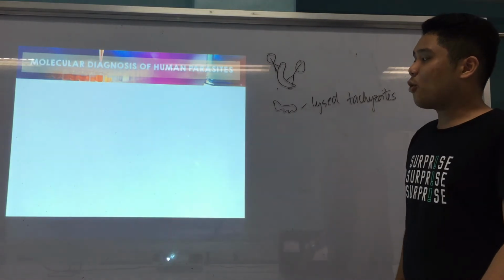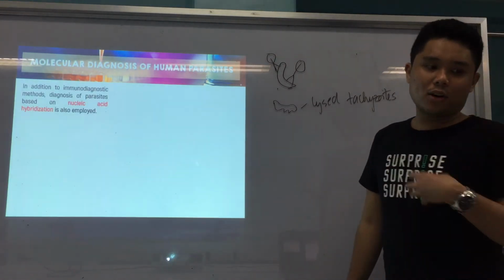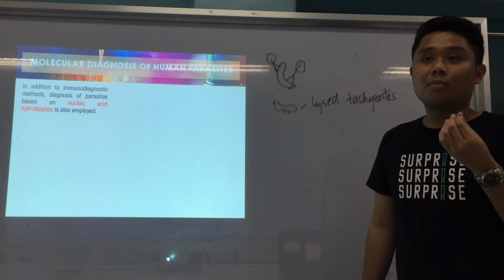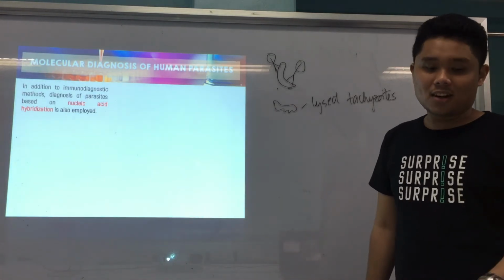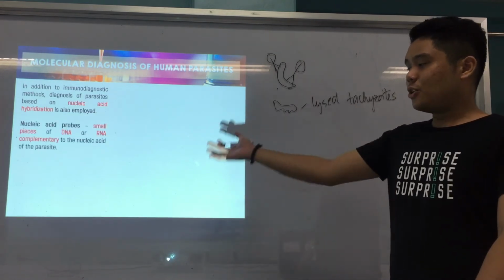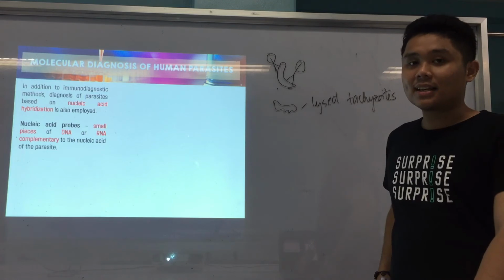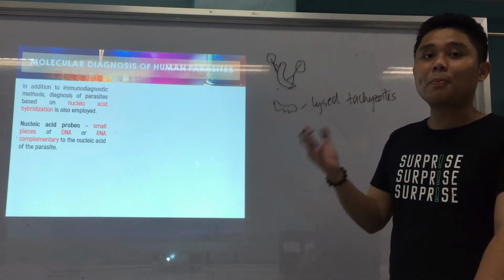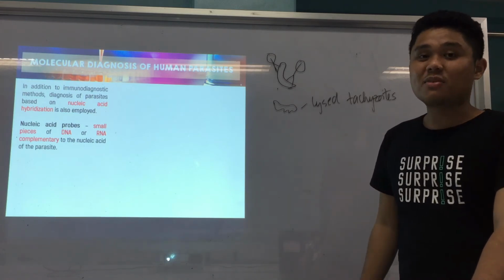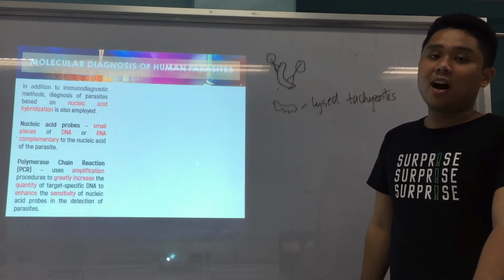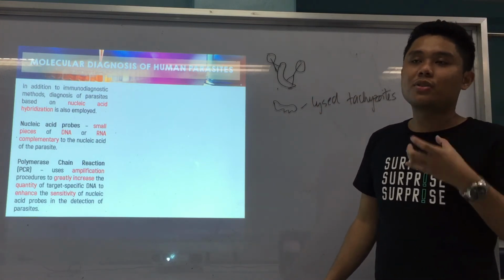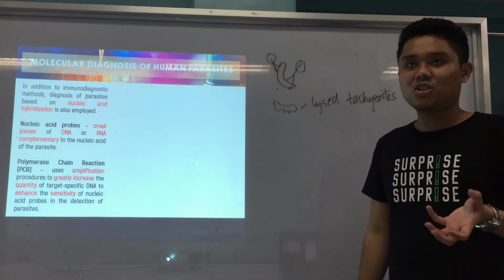And of course, for high-end laboratories, not so much in routine laboratories, we can also perform PCR and molecular assays, usually through nucleic acid hybridization. We use nucleic acid probes, which are small pieces of DNA or RNA that are complementary to the nucleic acid of the parasite. And of course, we use PCR. PCR is the amplification of the DNA of the parasite, so that it's much easier to detect.